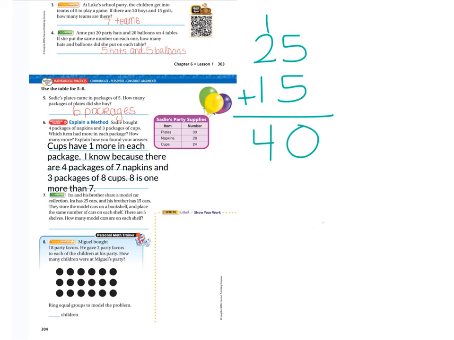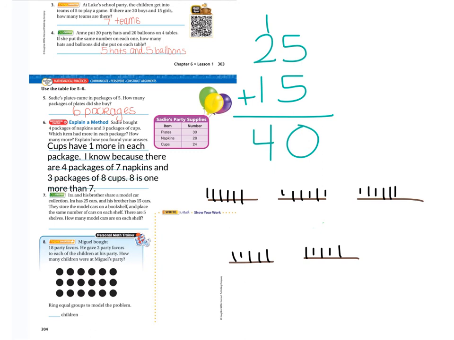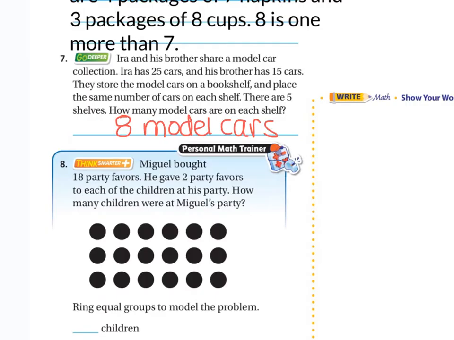Now, because I'm putting them onto 5 shelves, I would partition them. So let's do that right now. 1, 2, 3, 4, 5, 6, 7, 8, 9, 10, 11, 12, 13, 14, 15, 16, 17, 18, 19, 20, 21, 22, 23, 24, 25, 26, 27, 28, 29, 30, 31, 32, 33, 34, 35, 36, 37, 38, 39, 40. So there we go. When I count the cars on each shelf, I get my answer of 8 model cars.